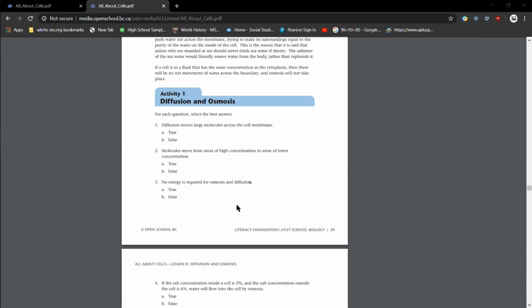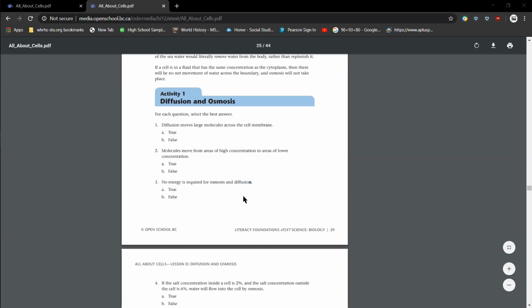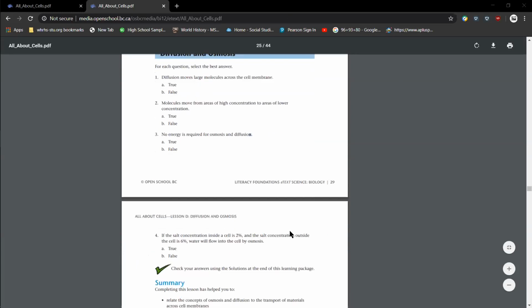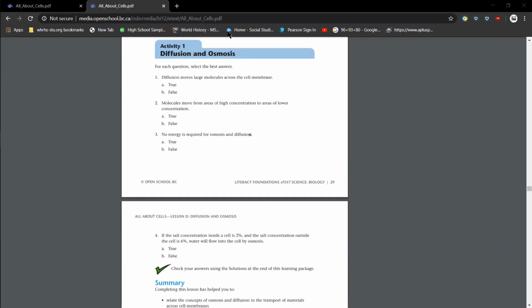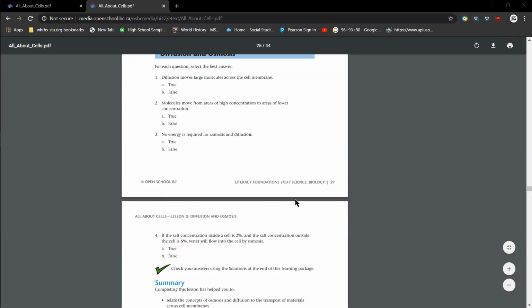Okay, so the answer here was true. Remember that osmosis and diffusion are passive processes, which means they require no energy for the movement of molecules. Next: if the salt concentration inside a cell is 2% and the salt concentration outside the cell is 6%, water will flow into the cell by osmosis. If you have any questions, just type them in the chat.